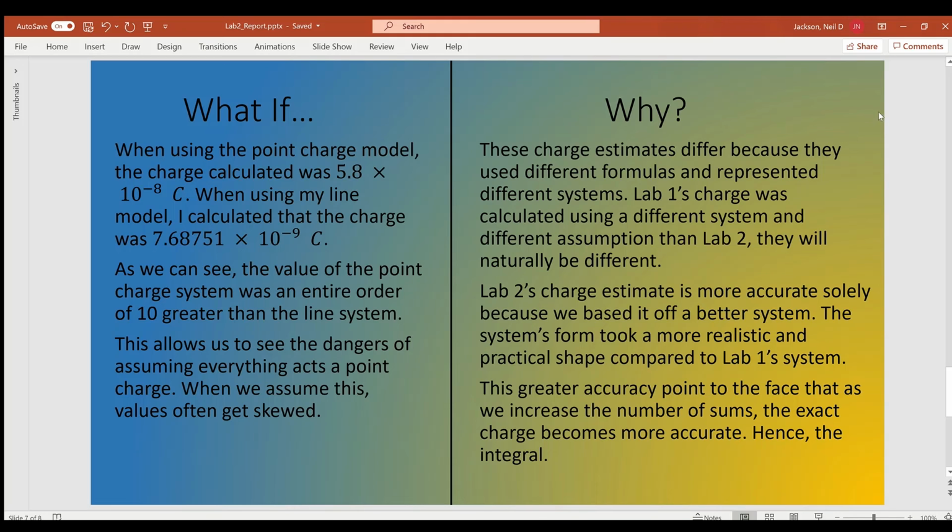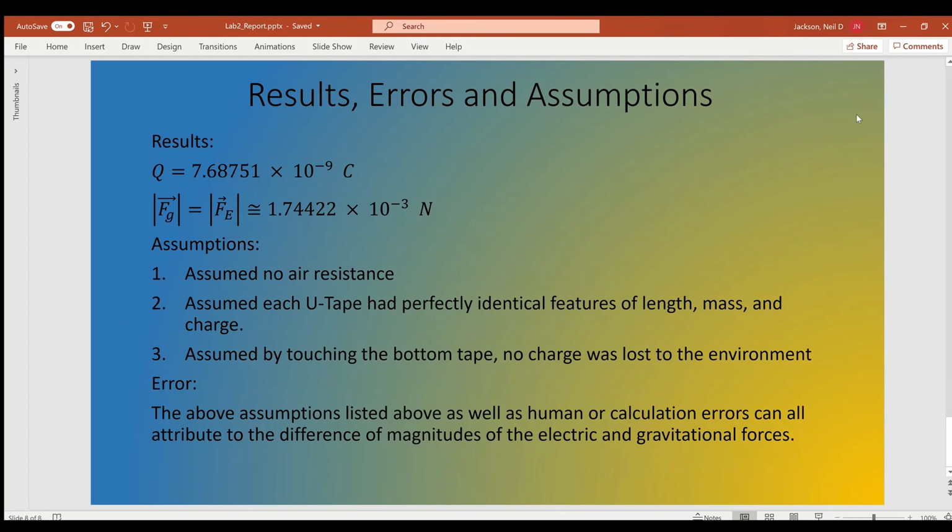in Lab 2. And to sum everything up in the results, errors, and assumptions page, I have the results listed at the top of the slide, and then assumptions in the middle, where we assume there's no air resistance and that each U-tape was identically, perfectly made. That's simply not possible, which contributes to the error, and the error can be found in the assumptions we made, as well as human error or calculation errors that tell us that our process wasn't completely perfect, and I hope to resolve it in the future.